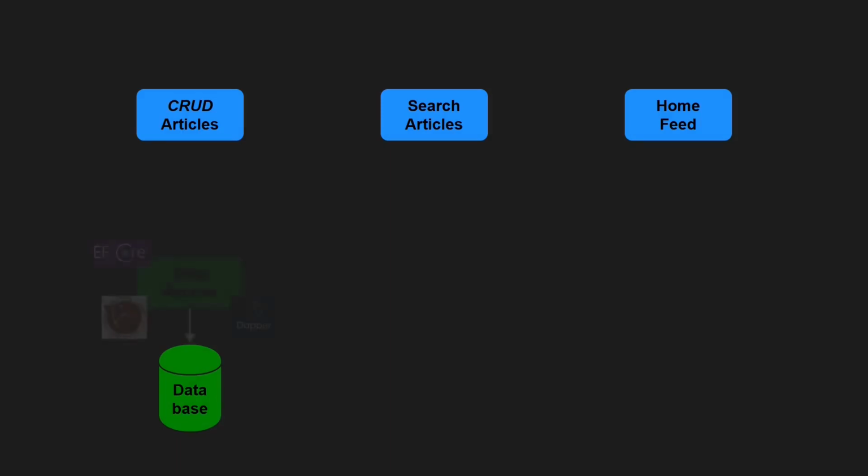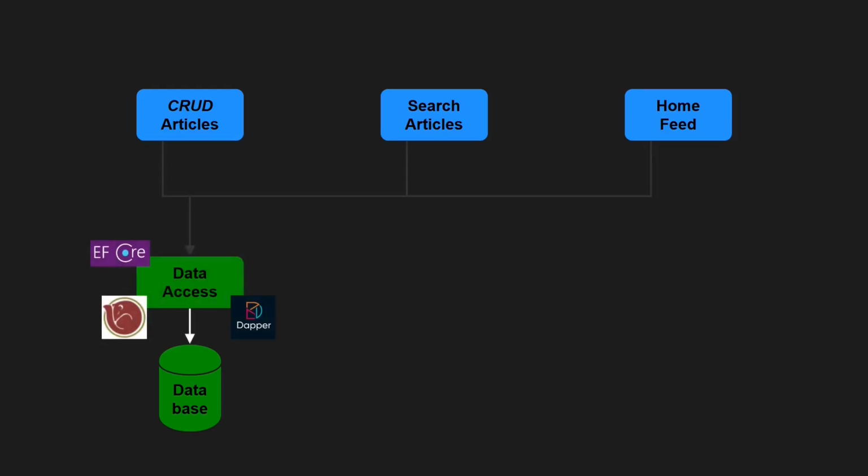Let's find out. Imagine a simple blogging software, which of course allows creating, editing, and reading articles. It also provides a simple full-text search and a home feed showing recommended readings for each user. In order to realize these functionalities, we also need some database to store the articles. And of course, we use our favorite ORM library because no one wants to handcraft SQL statements in 2023, right?